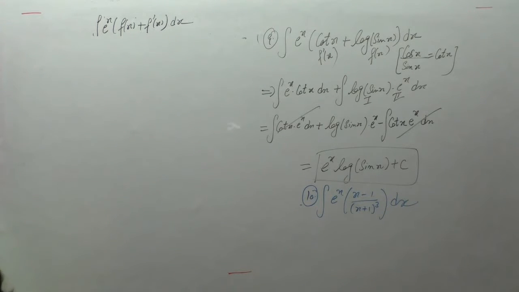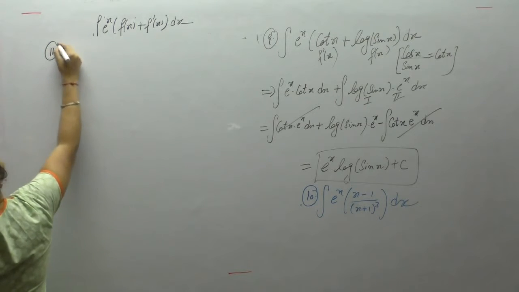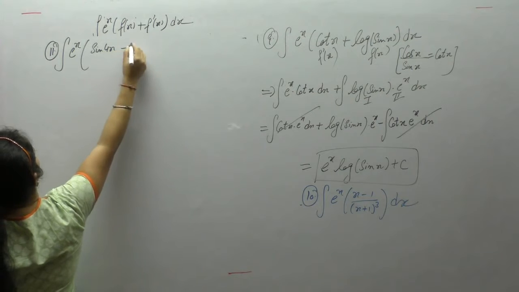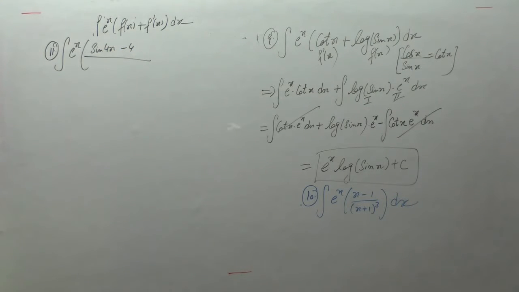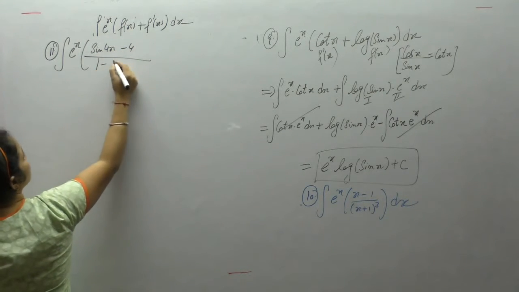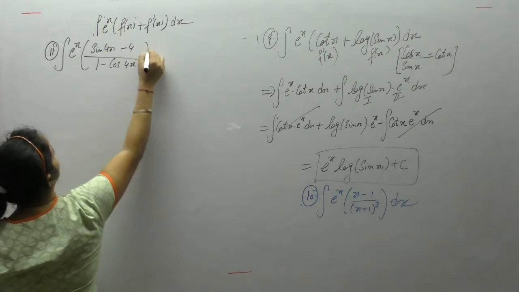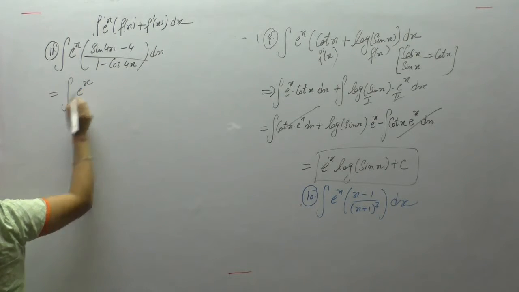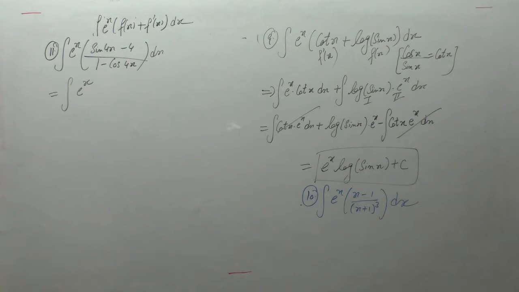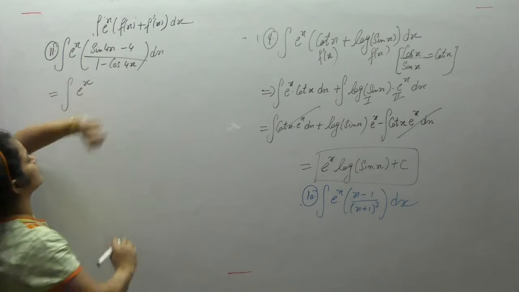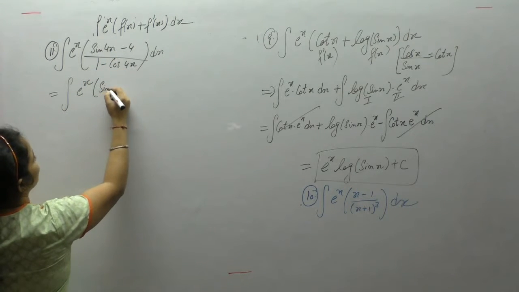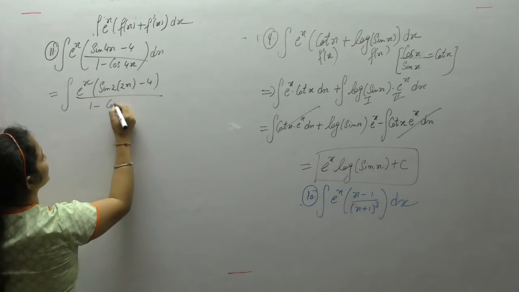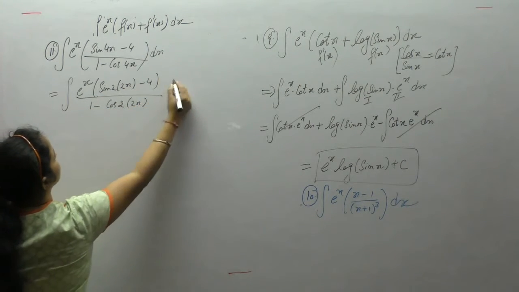Now the next question is the integral of e^x [(sin 4x minus 4) upon (1 minus cos 4x)]. Sin 2x is equal to 2 sin x cos x. We can write it as sin 2 into 2x, 1 minus cos 2 into 2x.